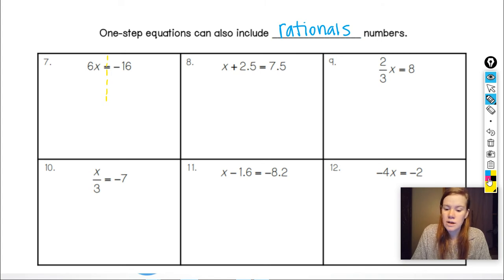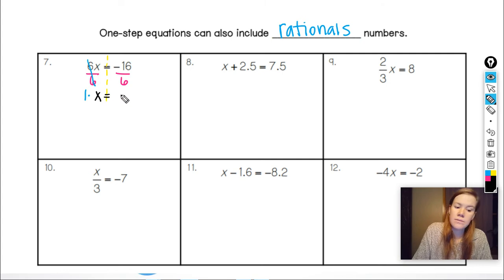So 6 times x equals negative 16. I'm going to use division to undo that multiplication. So 6 over 6 is going to cancel out to a 1. And I'm left with 1 times x equals negative 16 over 6. So x, if you simplify it, is negative 8 thirds. I just divided both of them by 2.